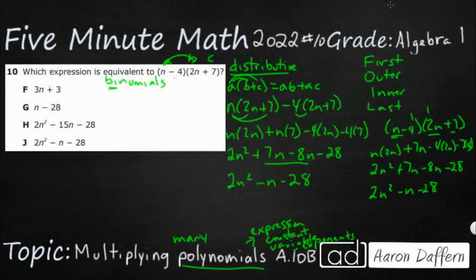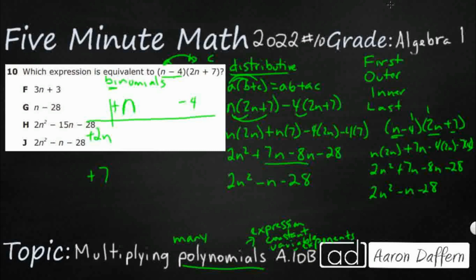Now there's another way to do this. The box method is helpful because sometimes you don't get two binomials. You might get a binomial and a trinomial, like one of these might be squared. So the box method says, let's take each of these expressions and separate them out. I've got a positive n, a minus 4, and I've got a positive 2n and a positive 7.